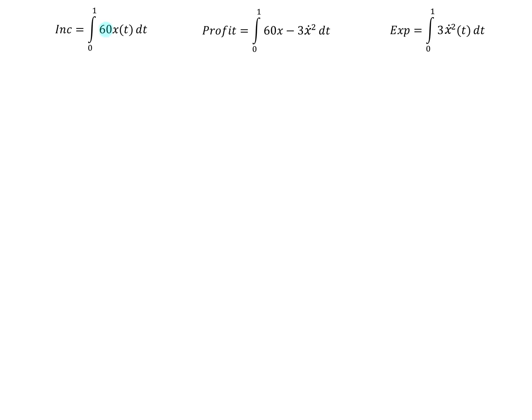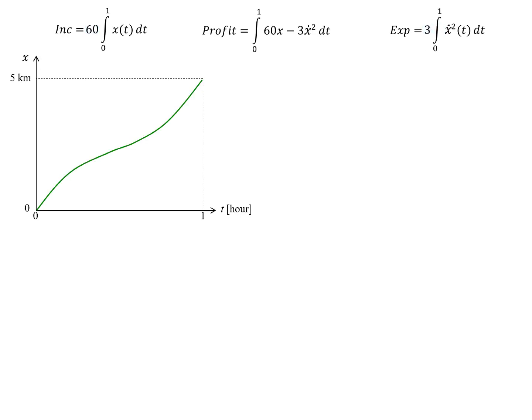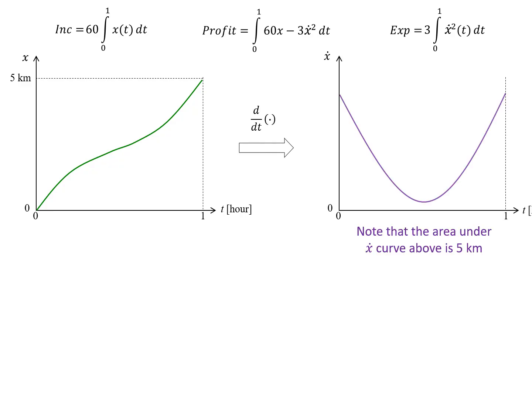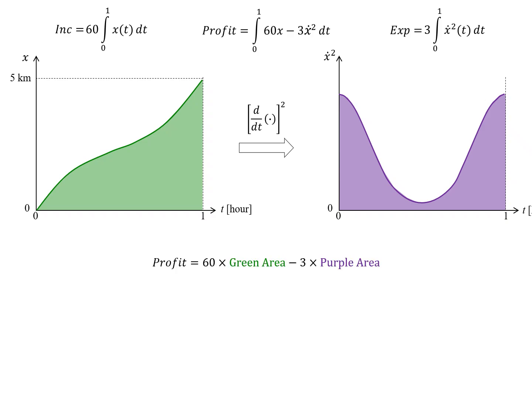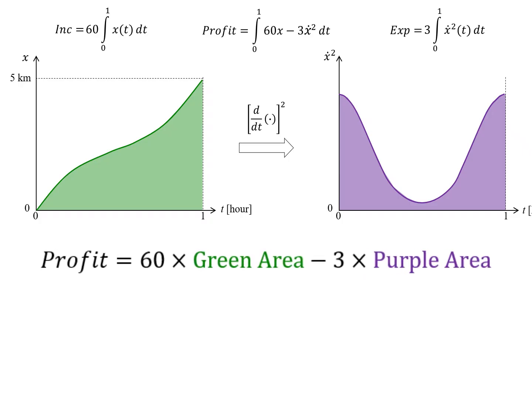The number 60 in the income formula can be moved out of the integral sign, same as the number 3 in the expense formula. Now, if the graph of x looks like this, the graph of x dot would look like this, and the graph of x dot squared like this. The income is 60 times the green area, and the expense is 3 times the purple area. The profit is 60 times the green area minus 3 times the purple area, and this is what we need to maximize.